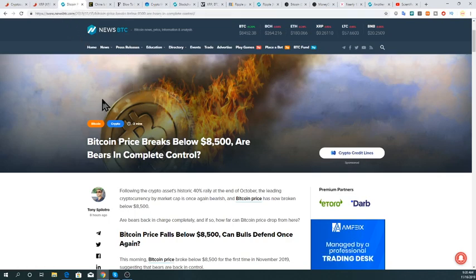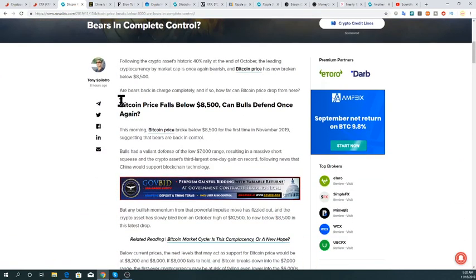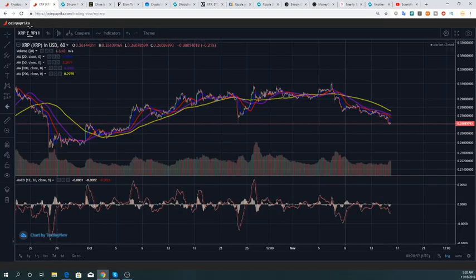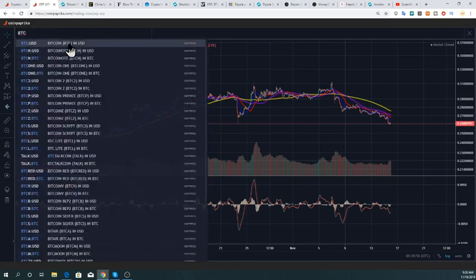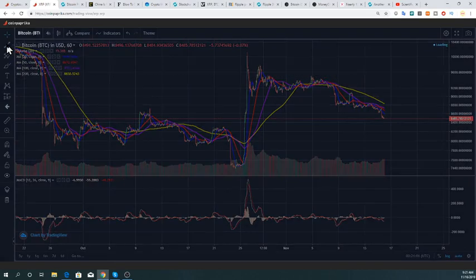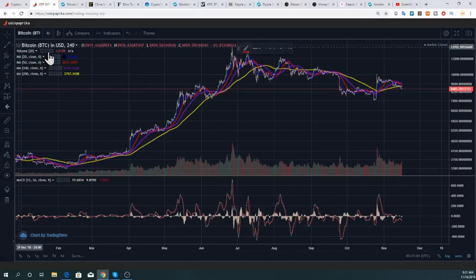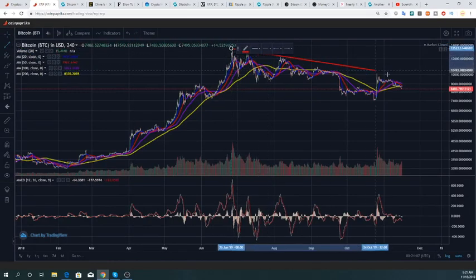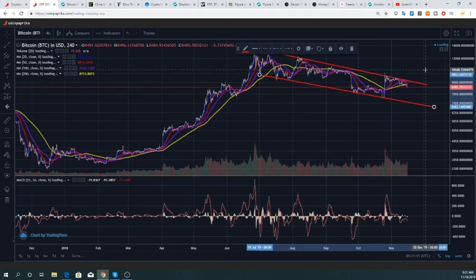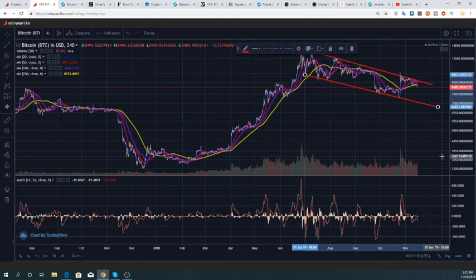This one is showing that Bitcoin price breaks below 8,500 and they're asking whether the bears are in control. But I don't actually think that for Bitcoin the bears are in control. For instance, we can take the chart of Bitcoin, the hourly chart. Okay, we will put that into the 4-hour chart. In this 4-hour chart, as you can see, if you put a trend line at the top and at the bottom, you can recognize it's still following a pattern. So I don't think bears are in control in this particular chart.